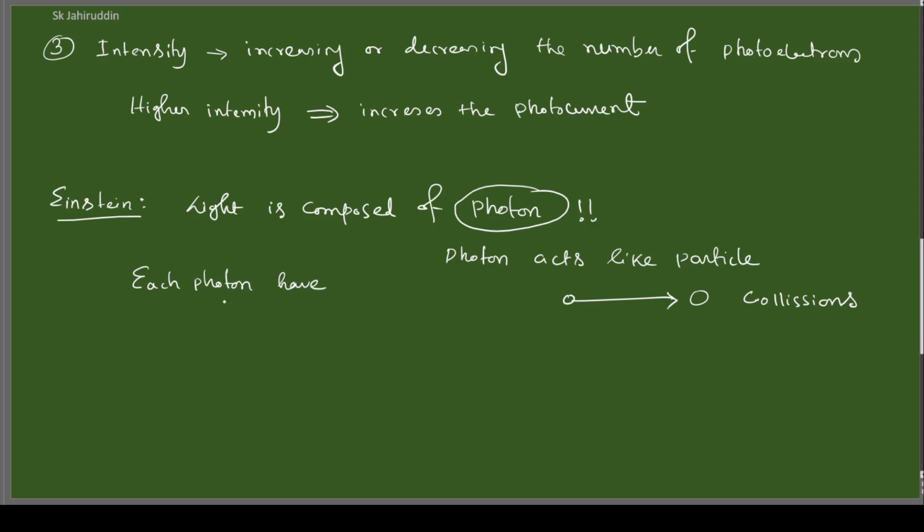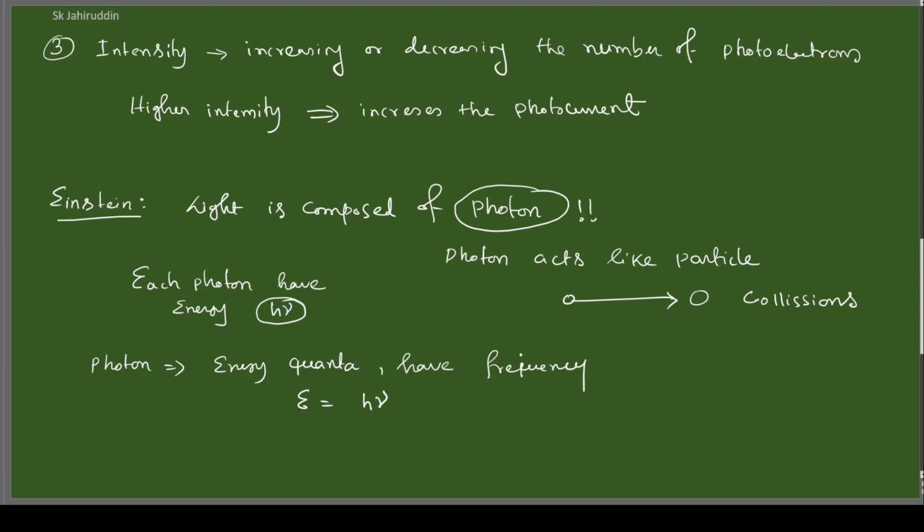Each photon has energy h nu. How does this nu come in? If it's purely a particle, that nu should not be there, but it acts like a photon, an energy quanta. So at that time, the photon, the energy quanta, has frequency. Energy of quanta is h nu.